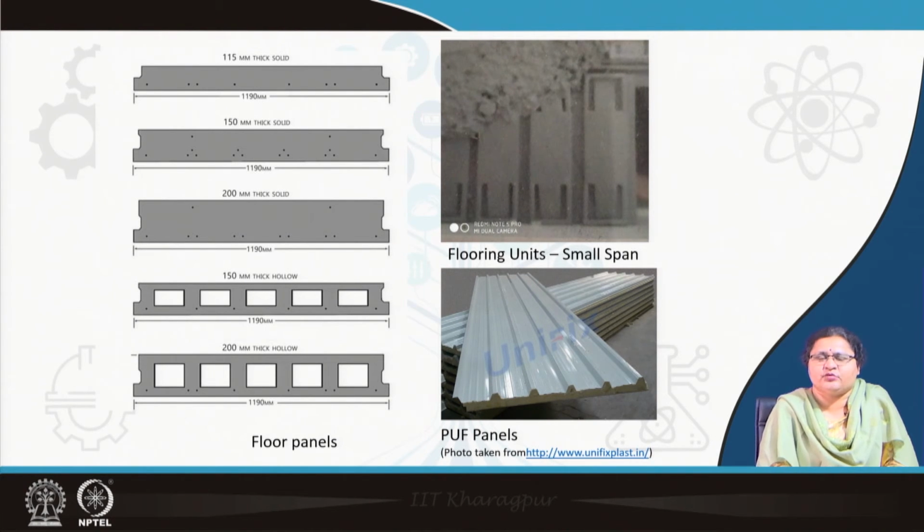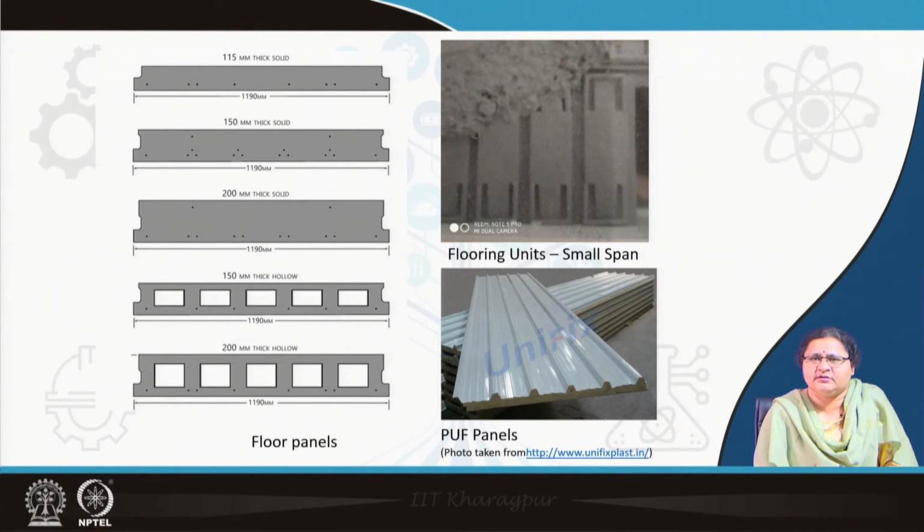Yes, it is mostly concrete, but we also have prefabricated panels, as you see in this picture, which is puff panels, polyurethane foam panels. There is a metal sheet on top of it. These are also walling panels. So, there are various kinds of prefabricated items, of which most are made of concrete.